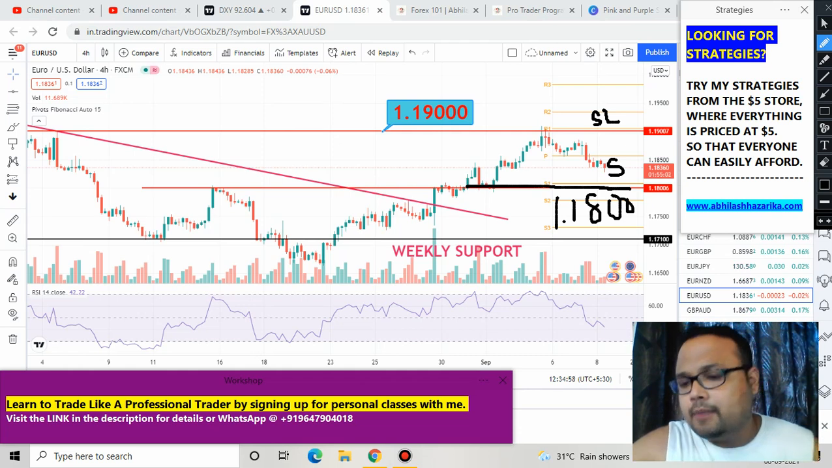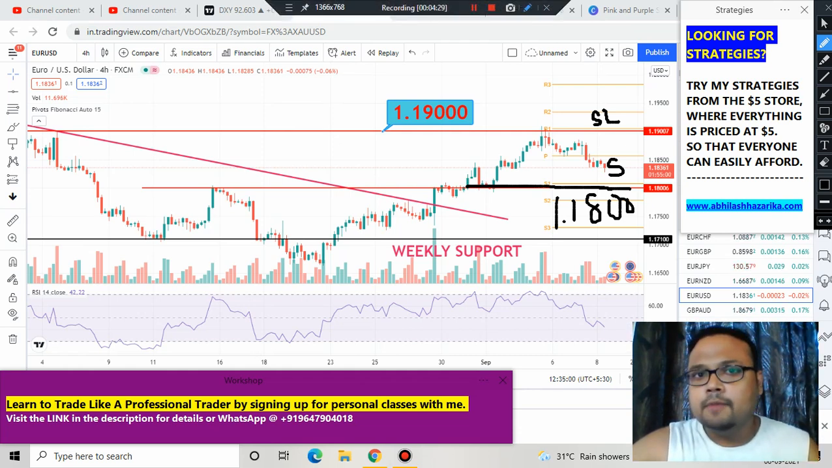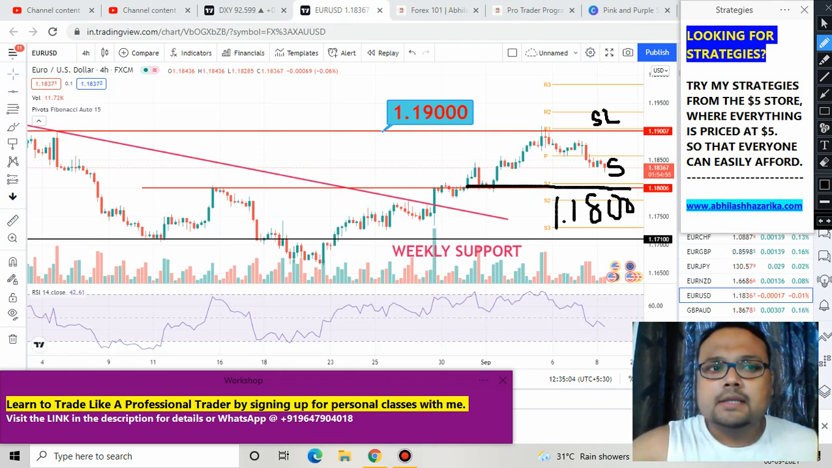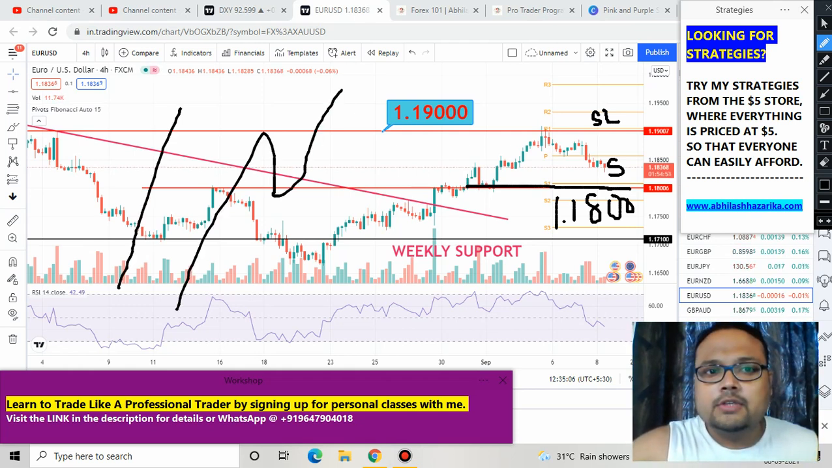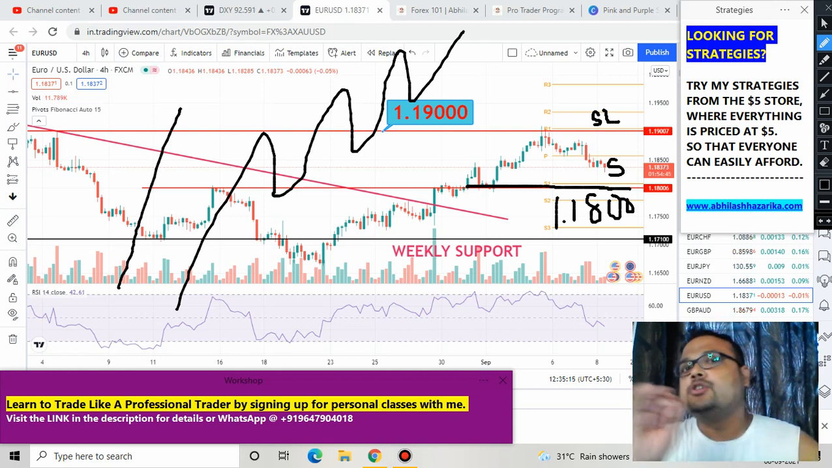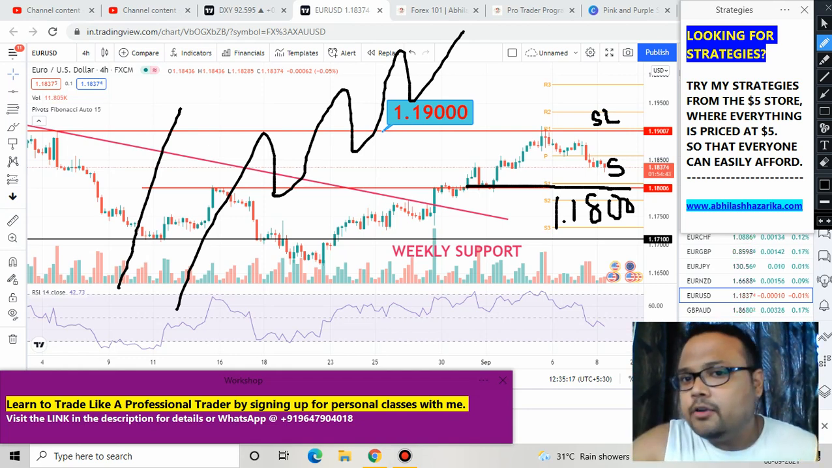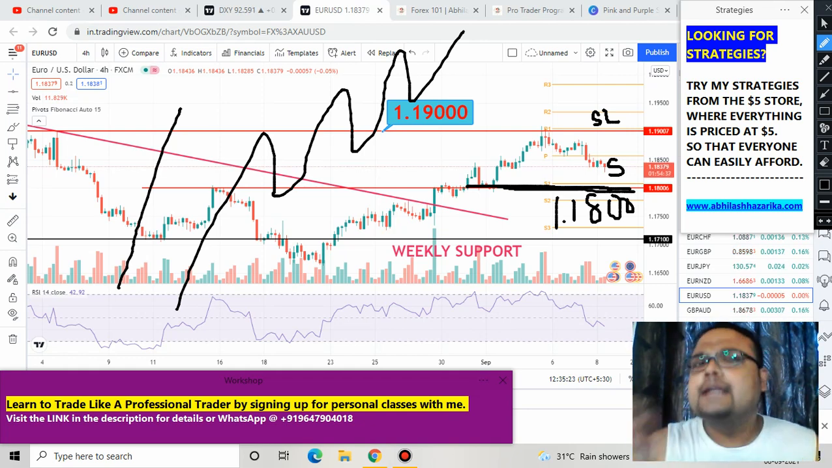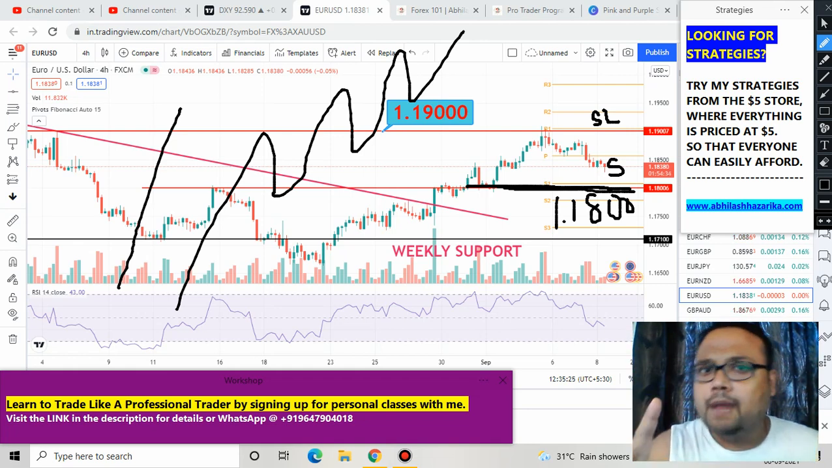When the market hits this level, see, the dollar is right now going up, and as we all know, the market doesn't go up in a straight line. The market always goes up in a zigzag pattern. So eventually the dollar will come down to take a breather, and at that particular point in time, just check the position of Euro USD. If you find Euro USD taking support at the 1.1800 level, then that's a good opportunity to go for a buy order.